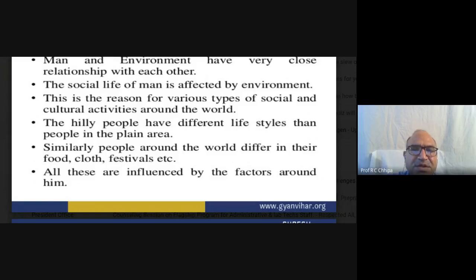If we want to use different technologies, social life itself is affected by the environment. Why? Because different minerals produce different metals and alloys, which are used in different technologies. So the social life of man is always affected by the environment. For example, if we take lighting systems, tungsten itself is obtained from the environment.